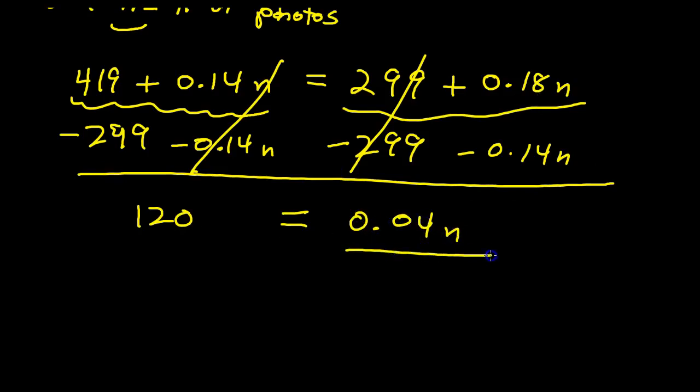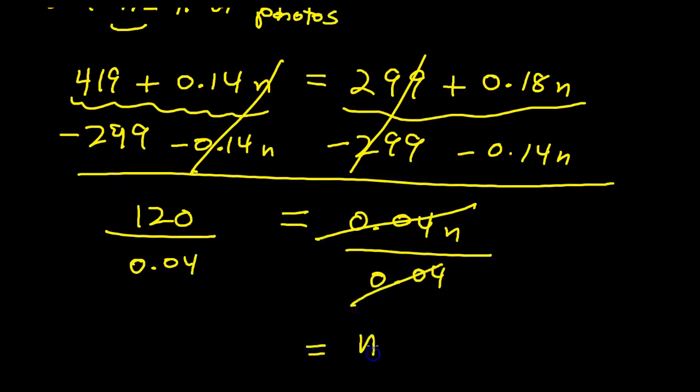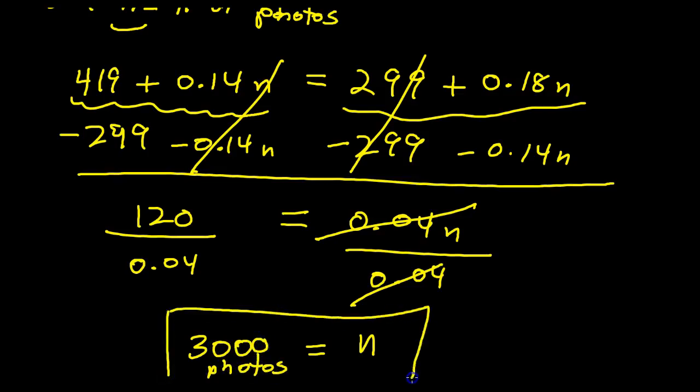All right, one more step, really. I'll divide both sides by 0.04. And of course, I'll use a calculator for this. 0.04 cancels on the right. So N on the left equals 120 over 0.04, it turns out, is 3,000. 3,000 photos. When we print 3,000 photos, the cost of the Lexmark and the HP printer are the same. Okay?